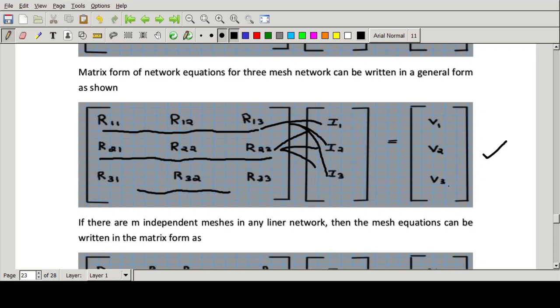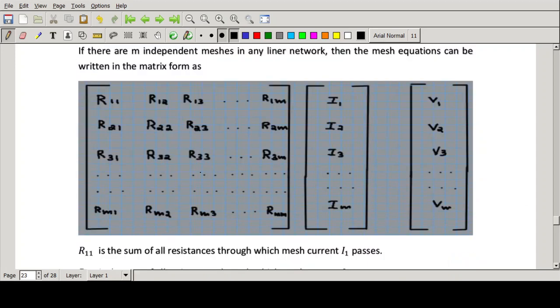Now if you have M meshes, how will you write it? For M number of meshes, it will be like this: this is for mesh 1, this is for mesh 2, this is for mesh 3, and this is for mesh M. It is like R11 first mesh, R21 second mesh, R31 third mesh, like that. The currents are I1 to IM and the voltages V1 to VM. So this is not that difficult to write in matrix form. It is rather very easy, as we will see.